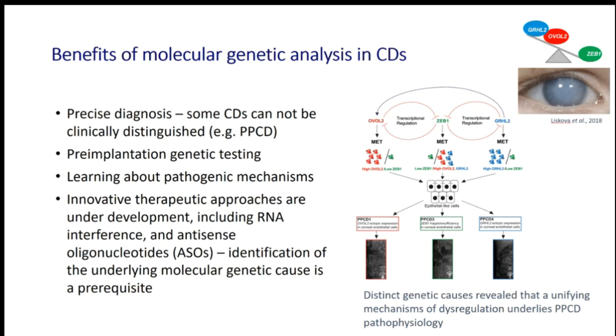It's also good for our general knowledge to learn about pathogenic mechanisms. And lastly, innovative therapeutic approaches are under development, including RNA interference, antisense oligonucleotides, etc. And for these innovative therapies, identification of the underlying molecular genetic causes is a prerequisite.